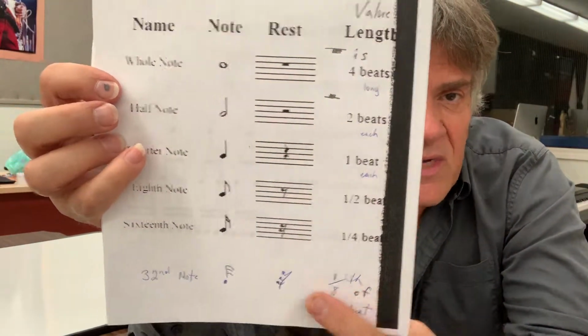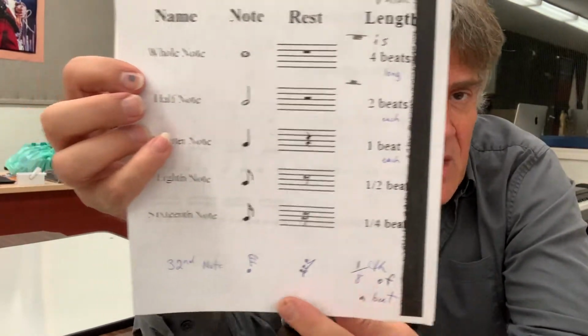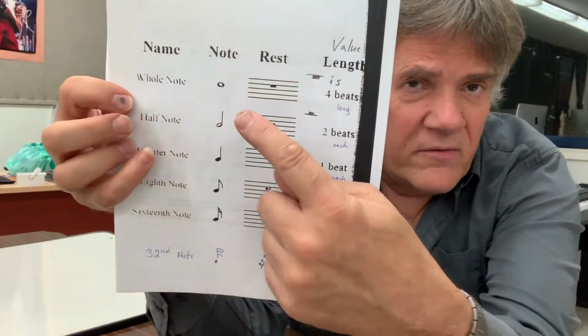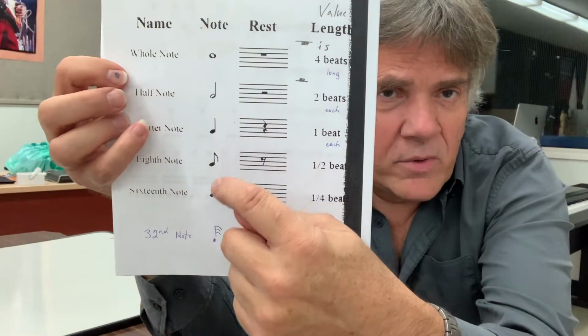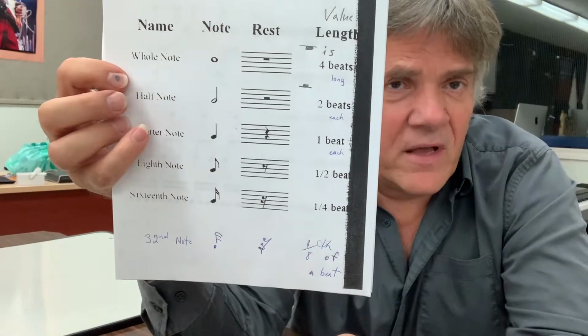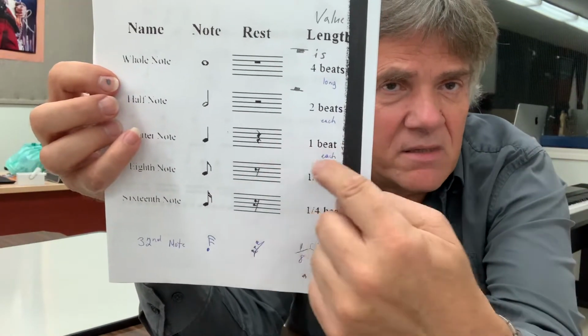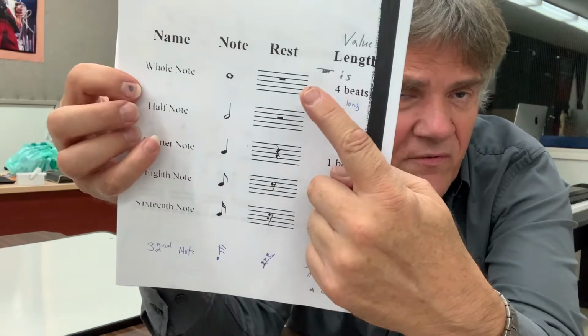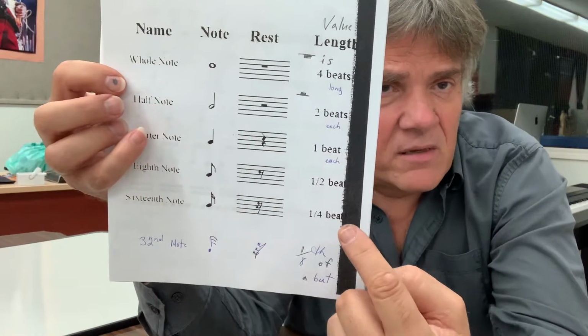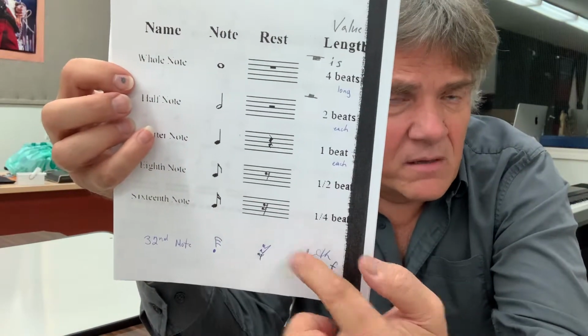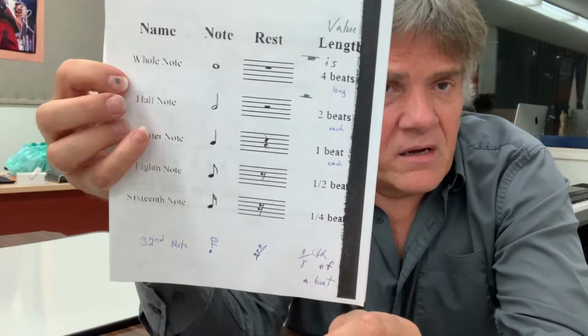And this is the 32nd note. So because there are 32 of these for 1 whole note. So its name is how we divide the whole note. Whereas the value is how many beats that's worth. This is worth 4, that's worth 1. Each one is worth 1. Each one of these is worth half a beat, quarter of a beat, and 1/8 of a beat. So you can get a lot of answers on this.